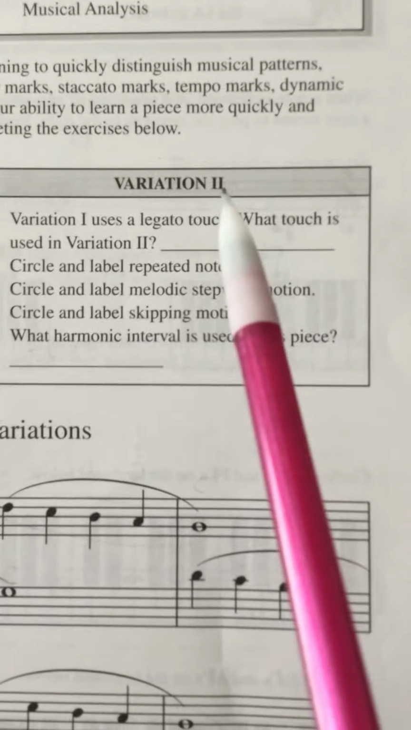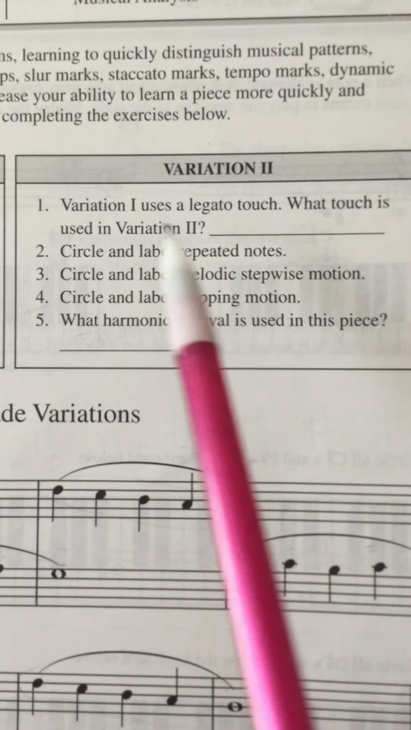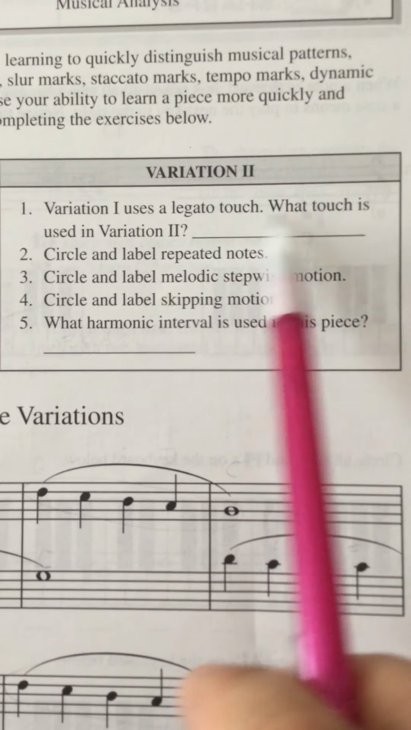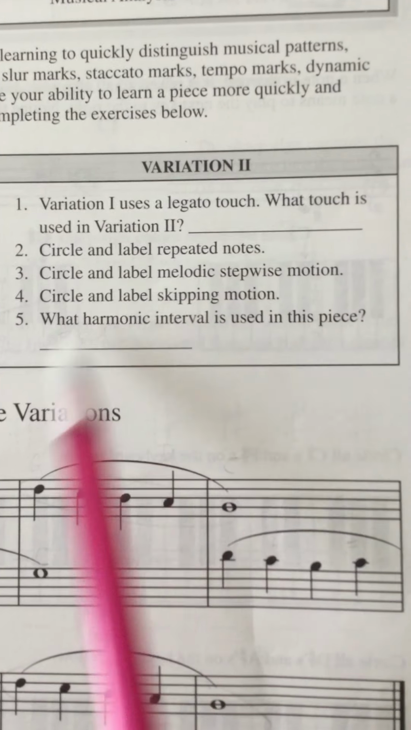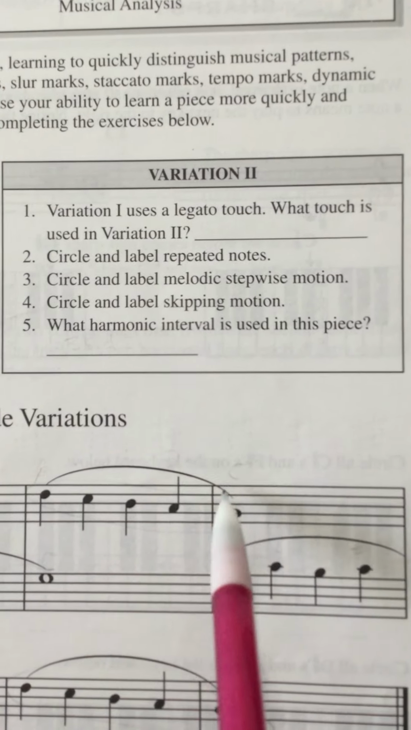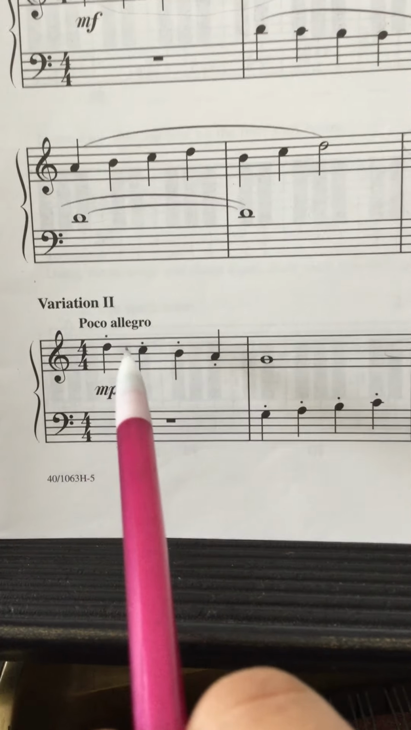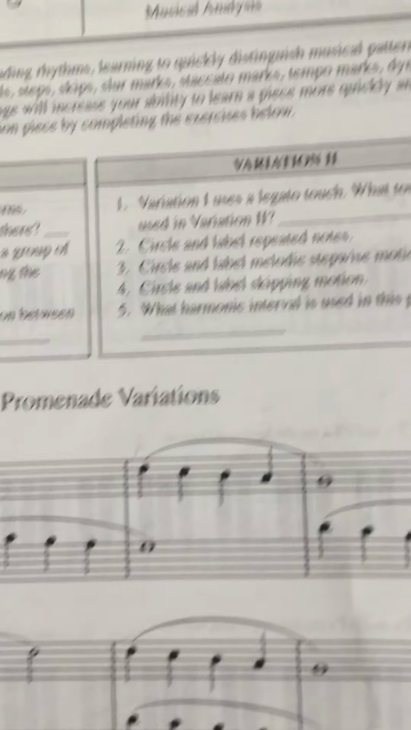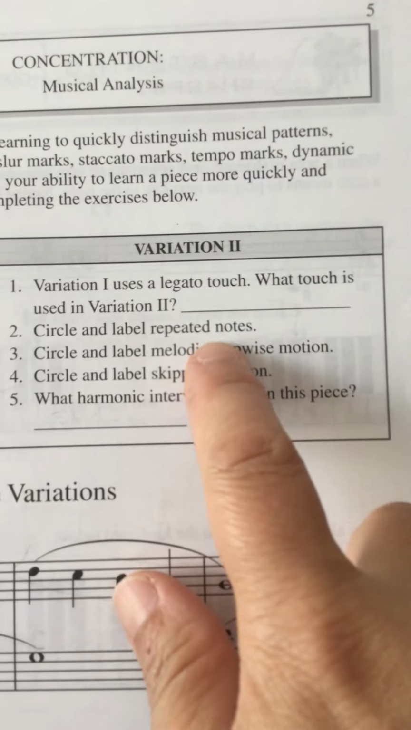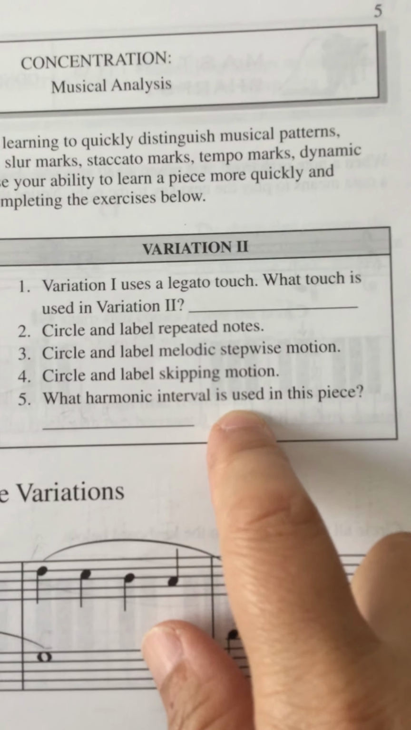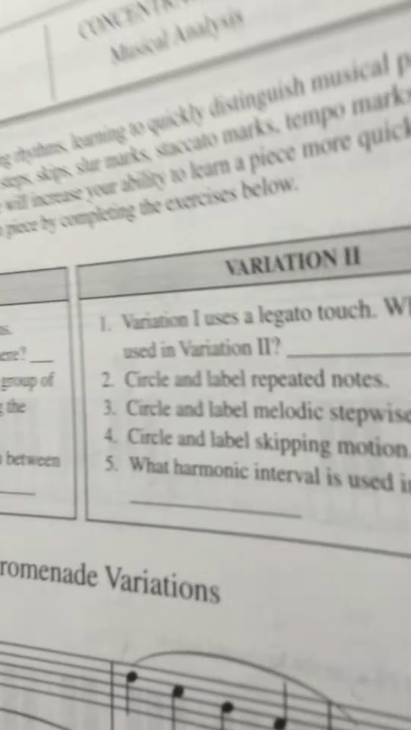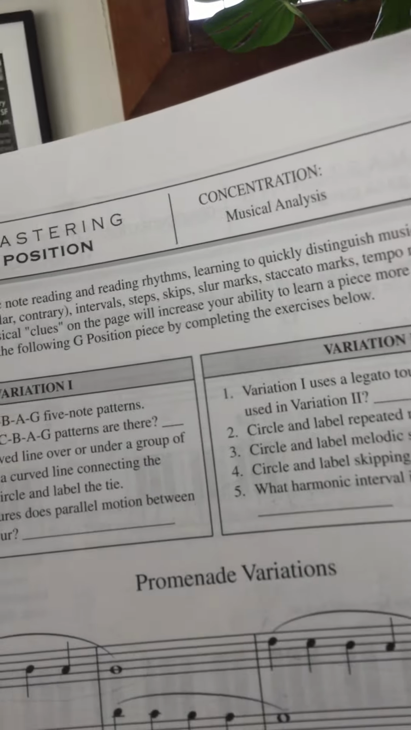All right. Questions about variation 2. Variation 1 uses a legato touch. What touch is used in variation 2? So legato is when you are playing smooth like this with the slurs. In variation 2, what you see are all these little dots, right? And if you forget some of those terms, and also there's other ones, repeated notes, stepwise motion, skipping motion, harmonic interval, some of that stuff you can find if you look at the very back of the book.